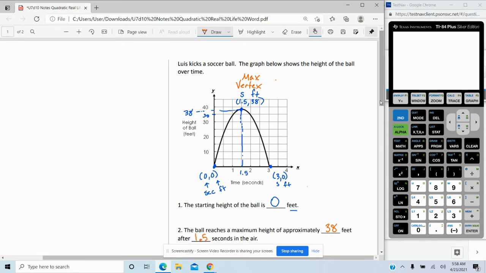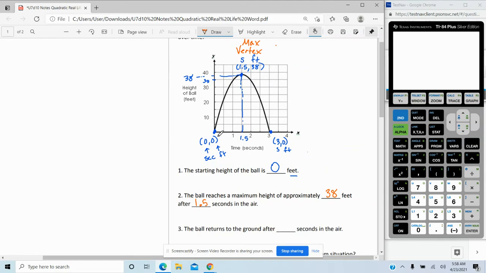Gonna scroll down here a little bit. So again, this was our starting point right here. This is where we started. Right here is where it touches the ground after so many seconds. This is our x-intercept. It's also our ending point. And so it says seconds, so I definitely want to choose 3 for seconds.